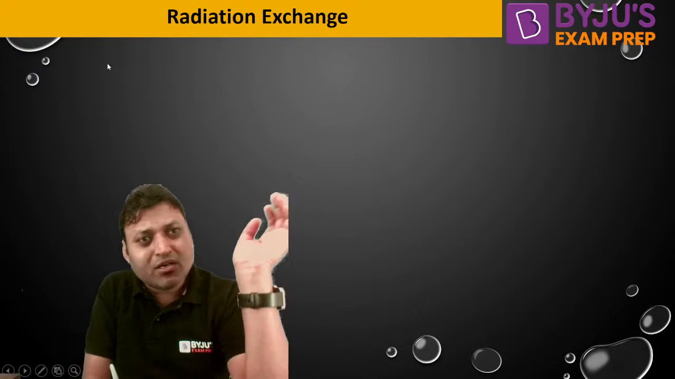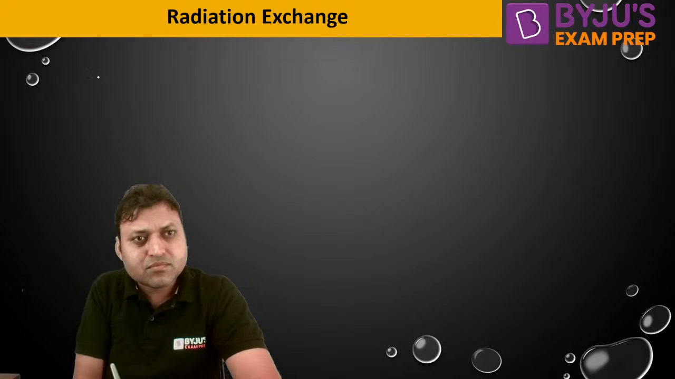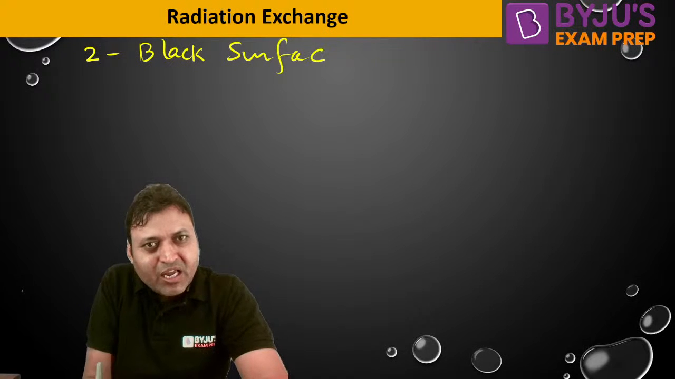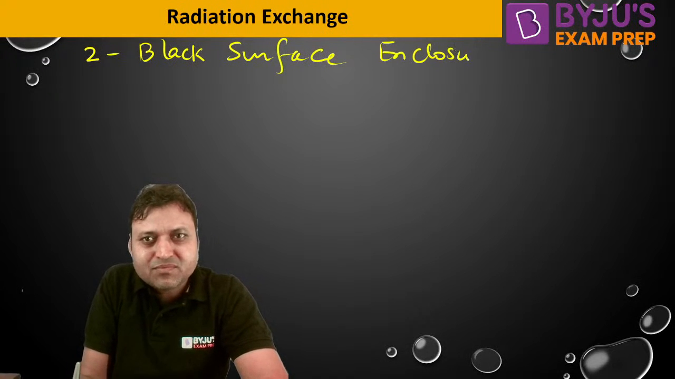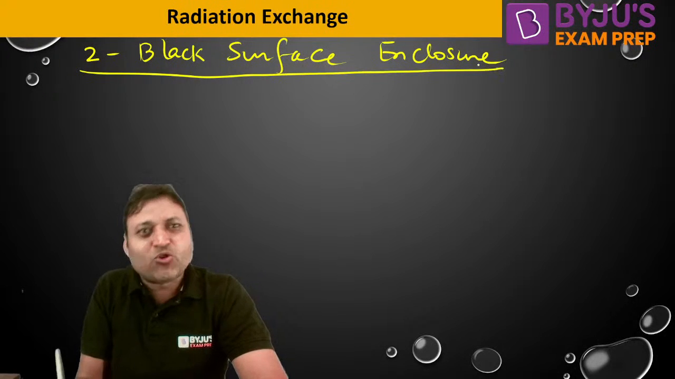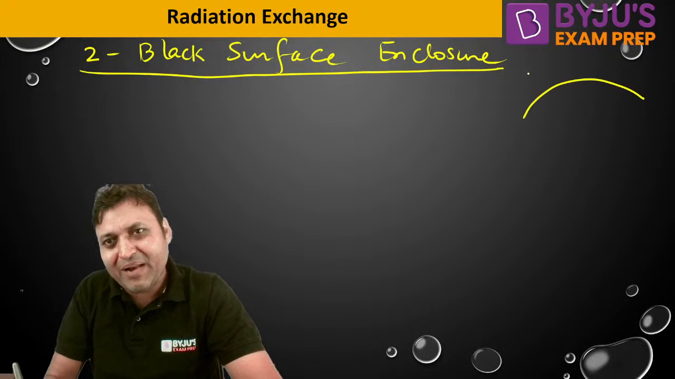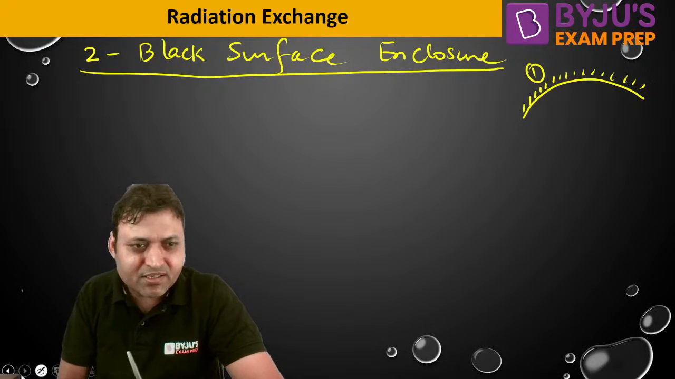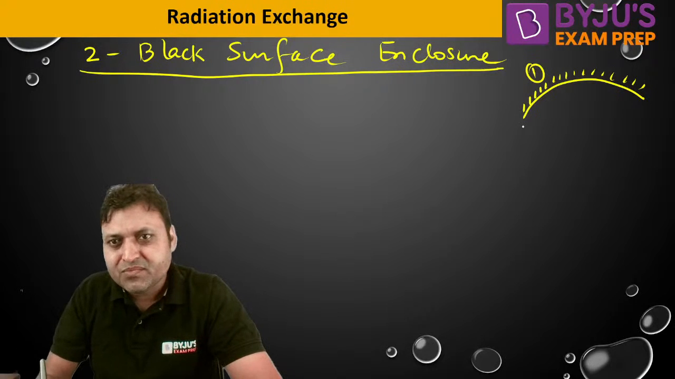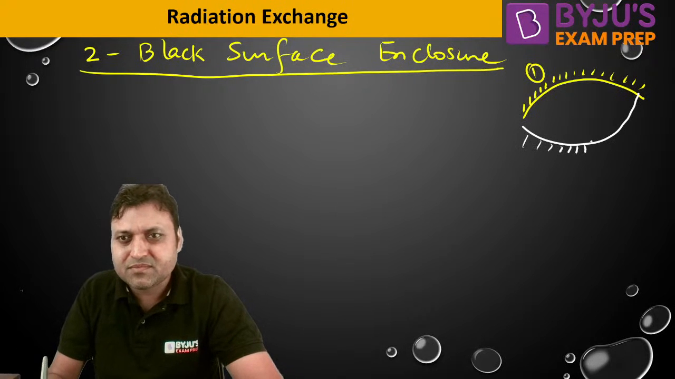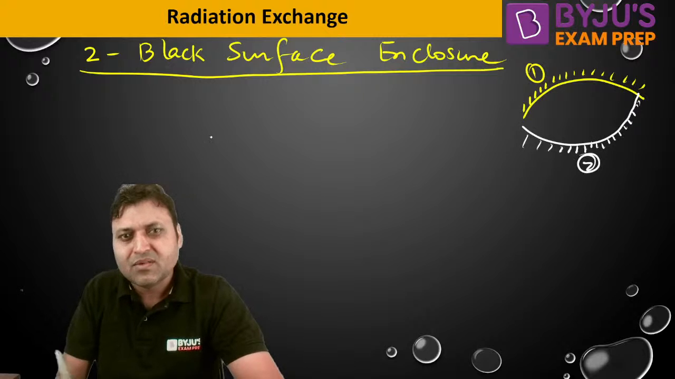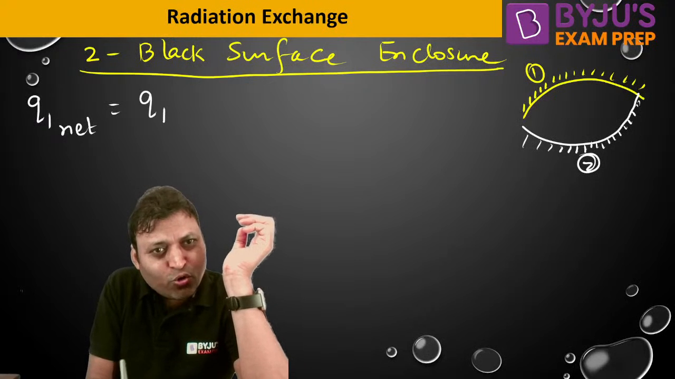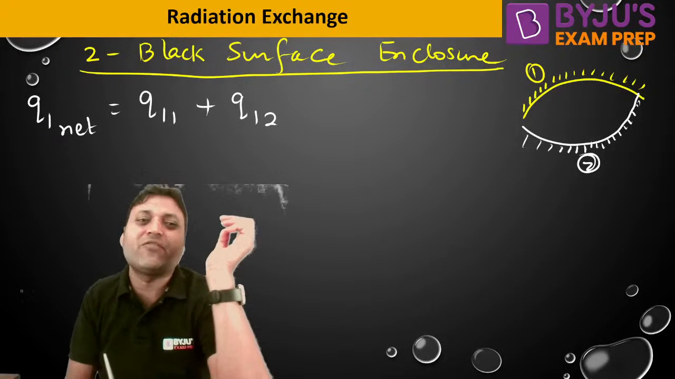Now, if we talk about an enclosure, a two black surfaces enclosure, there is an enclosure having two black surfaces. Let us say this one is black surface 1, and another surface makes an enclosure. This is surface 2. So can we write Q1 net as Q121 plus Q122 from the energy conservation?